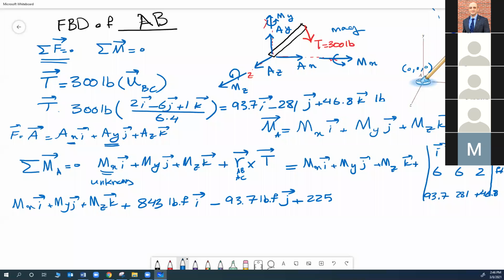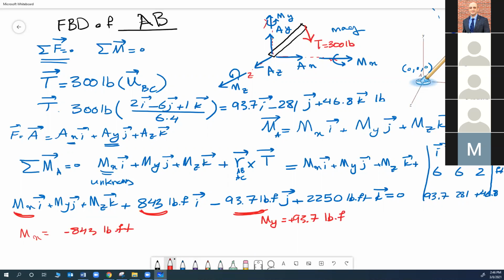Plus 225 pound-foot k equals 0. This whole thing should be 0. So all you have to do is just this plus this should be 0. So Mx is going to be minus 843 pound-foot. This and My needs to be 0. So My is plus 93.7 pound-foot.